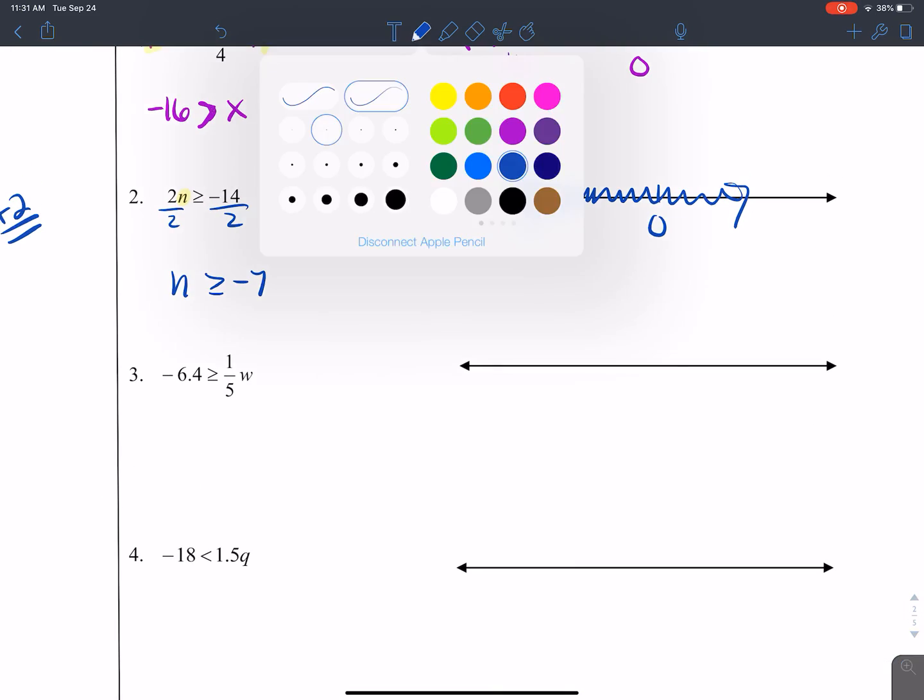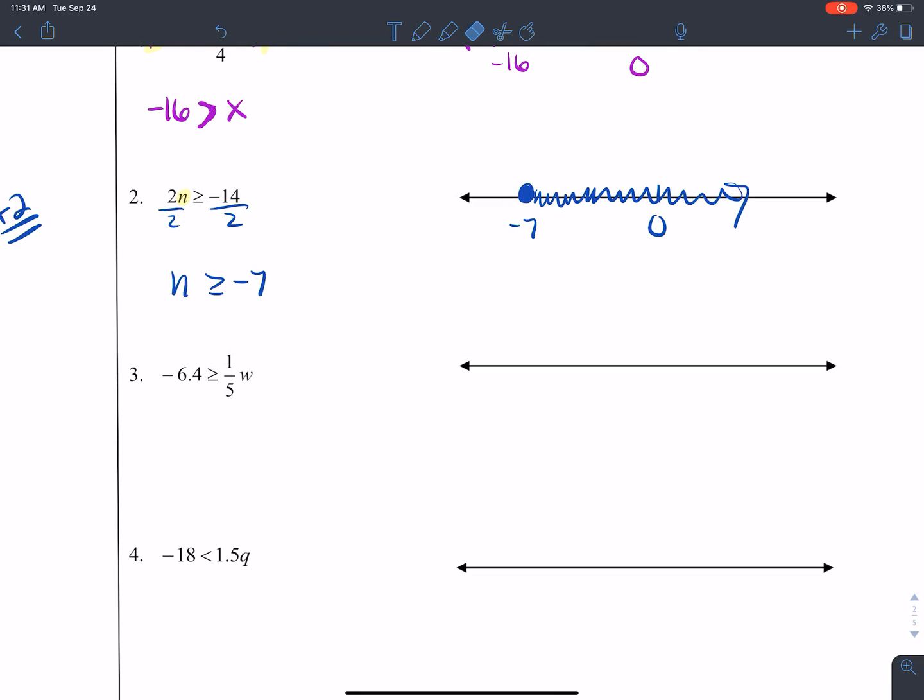Our last ones, we have two more. At number 3, we see a fraction, right? 1/5 of w, or we could see this. Some people like to multiply those together and see that as w over 5. But we remember in a fraction, the denominator means divide.